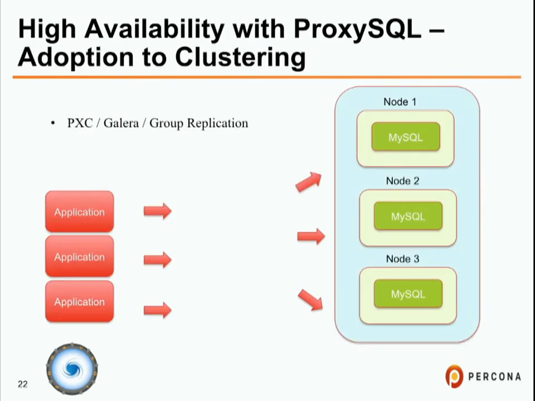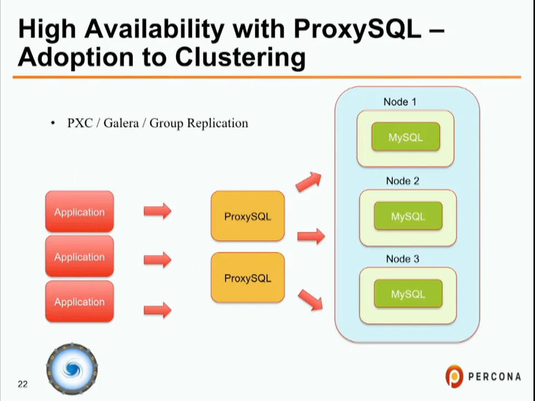Okay, so well, as Alkin already mentioned, ProxySQL is shipped with the Percona XtraDB Cluster, so it's part of the clustering solution. And so yes, that makes things easy if you're using PXC or Galera. And of course group replication is supported as well, but I'm not aware of anybody that is using ProxySQL with group replication in production right now, but it's possible.